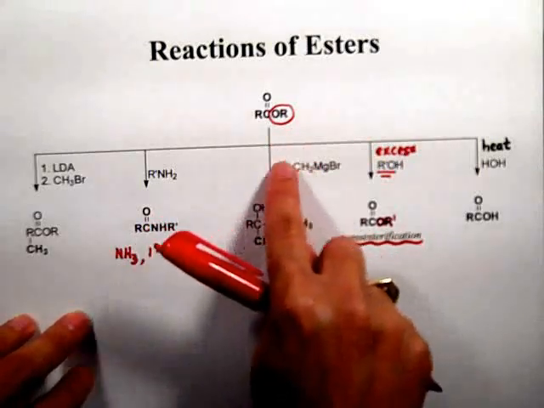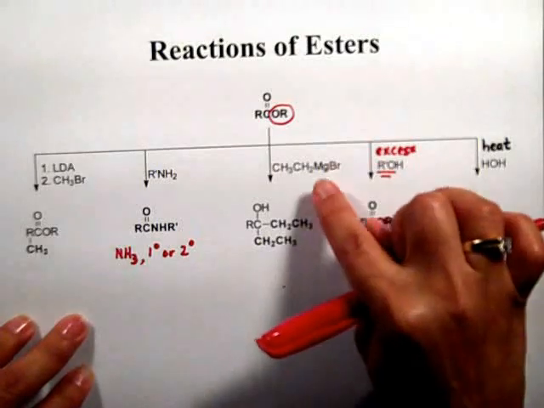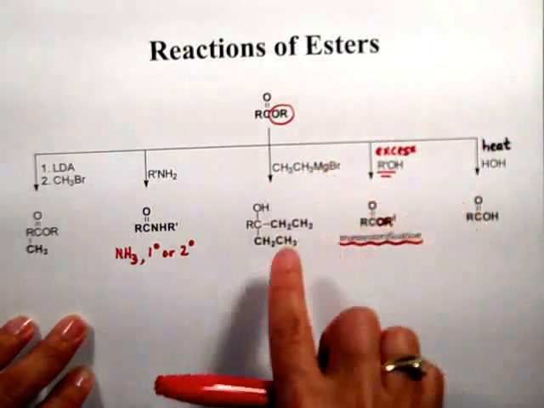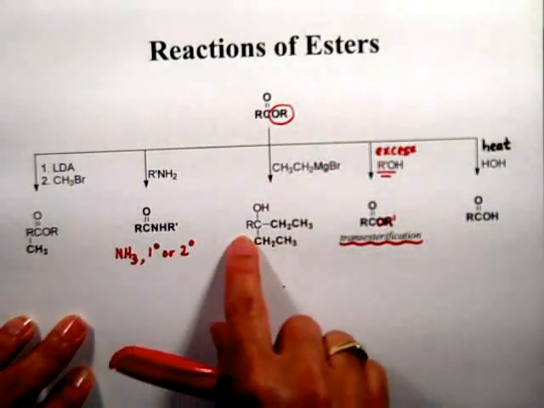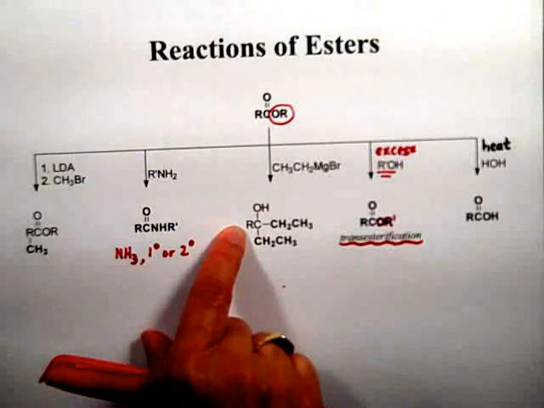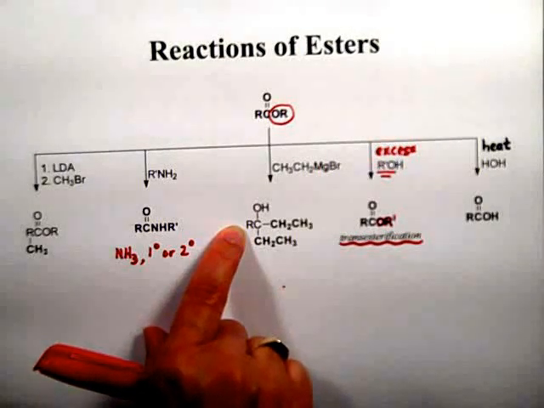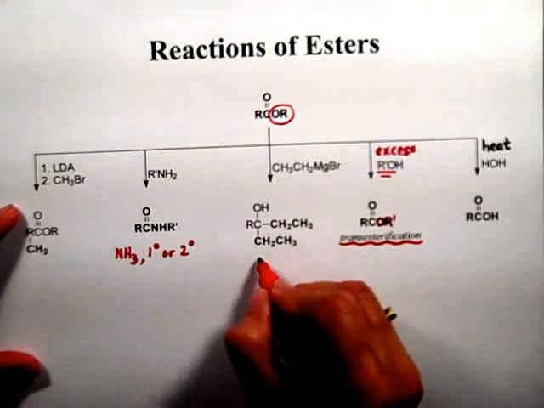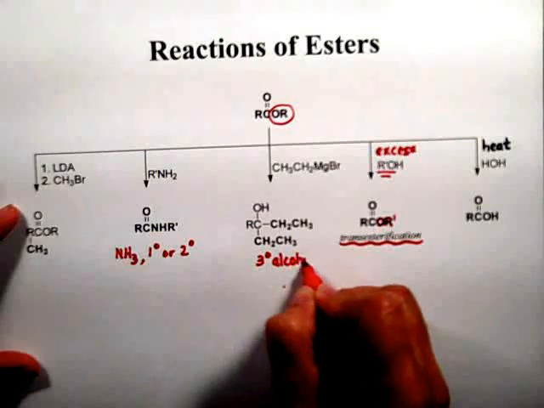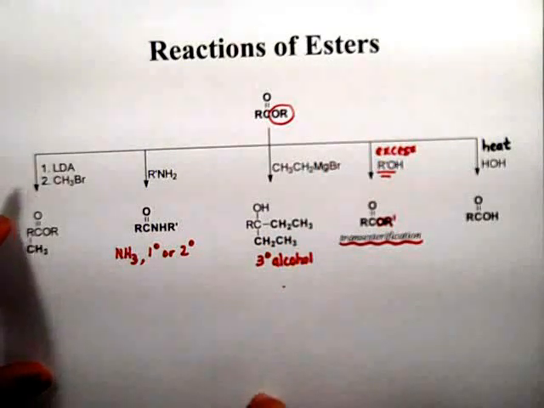I have one more reaction to cover, and I want you to notice very clearly what's happening here. I have my ester, and I add a Grignard. Can you classify this alcohol for me? Assuming this R group is another alkyl group, what kind of alcohol is it? It's a tertiary alcohol. Perfect. And notice that I have two identical groups attached to it. I have two ethyl groups attached to what used to be my carbonyl.